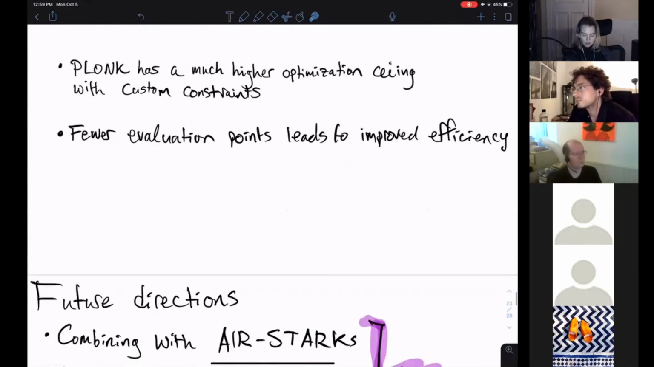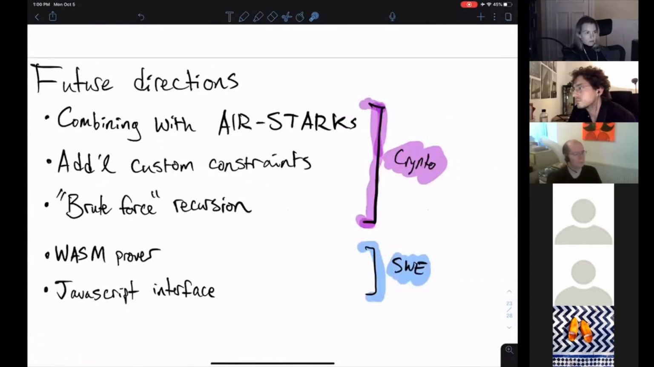Cool. So, some future directions here. One thing that I'm really curious about is combining these with AIR STARKs. This is what most people just call STARKs, but the proof system that we just talked about is also a STARK, so I call it AIR STARK. This is like StarkWare's STARKs.